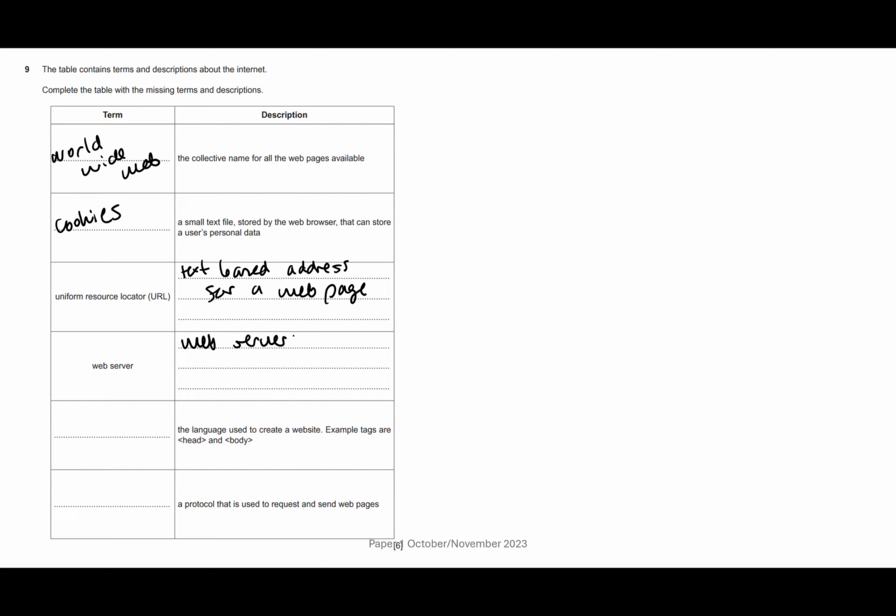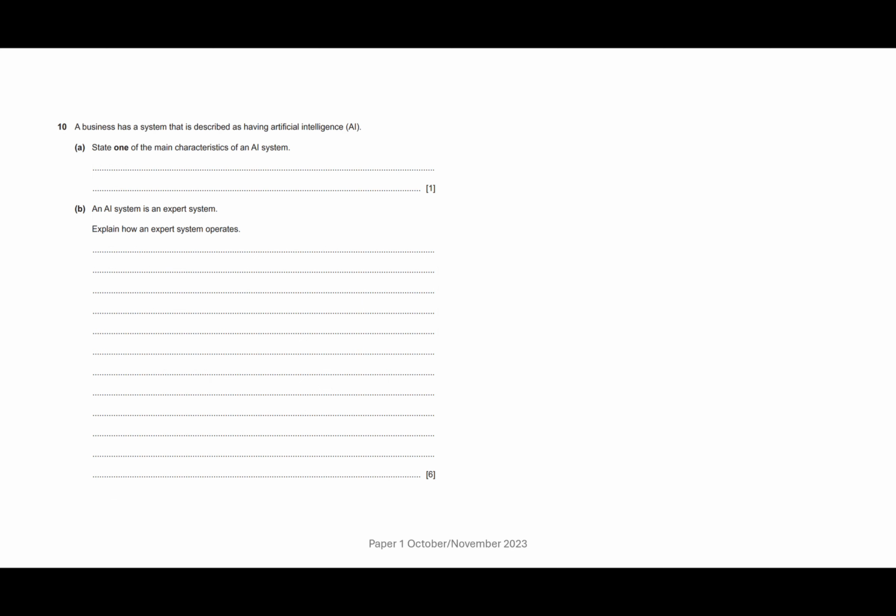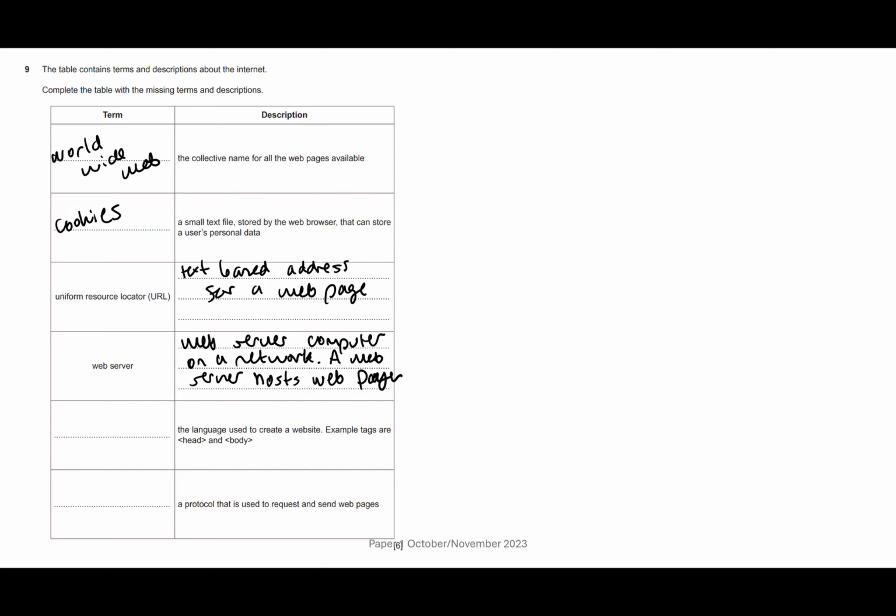So a server is a computer on a network. So a web server is a computer on a network, so it's a server. And importantly, a web server has web pages. So you can say a web server has web pages on it, but the correct way would be to say it hosts web pages.